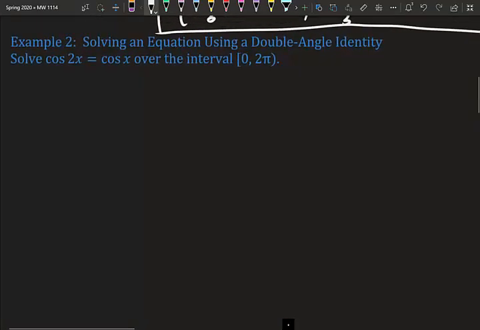Alright, more solving. So we're using double angle now. Now, how do we know we have a double angle? Really, ask yourself, look for it. Okay, you probably said it out loud.